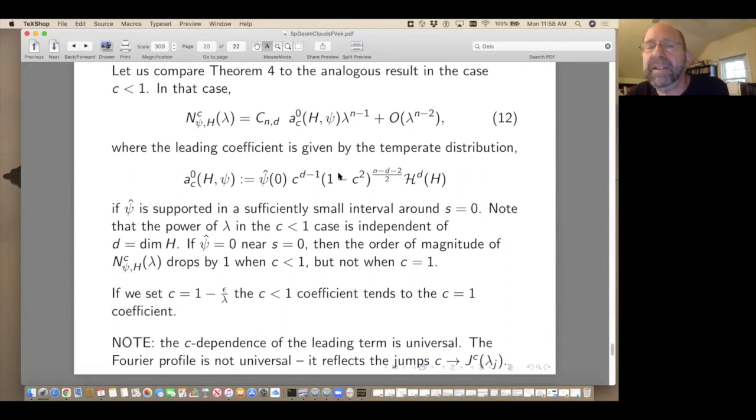Otherwise, the ones when c equals 1 are less than or equal to the ones when c is less than 1. So you get no enhancement at all if the codimension of h is bigger than 1. There'll be no enhancement at c equals 1. In fact, you get damping if the codimension is at least 2.